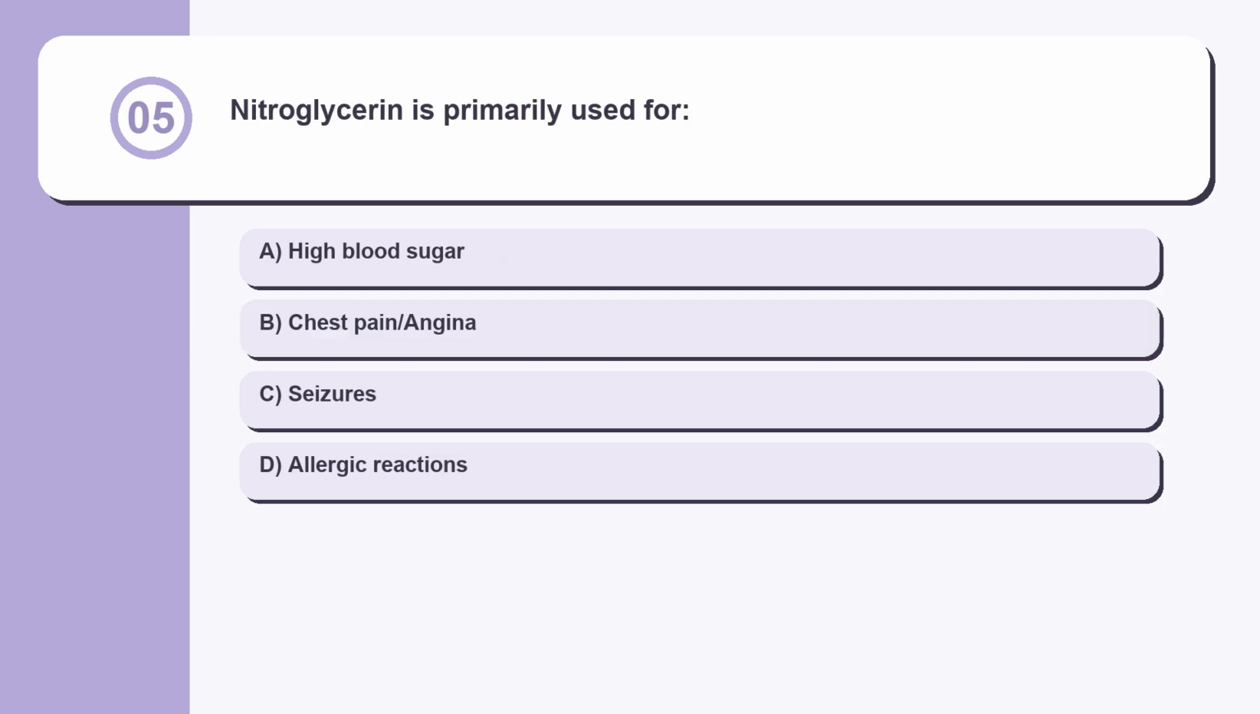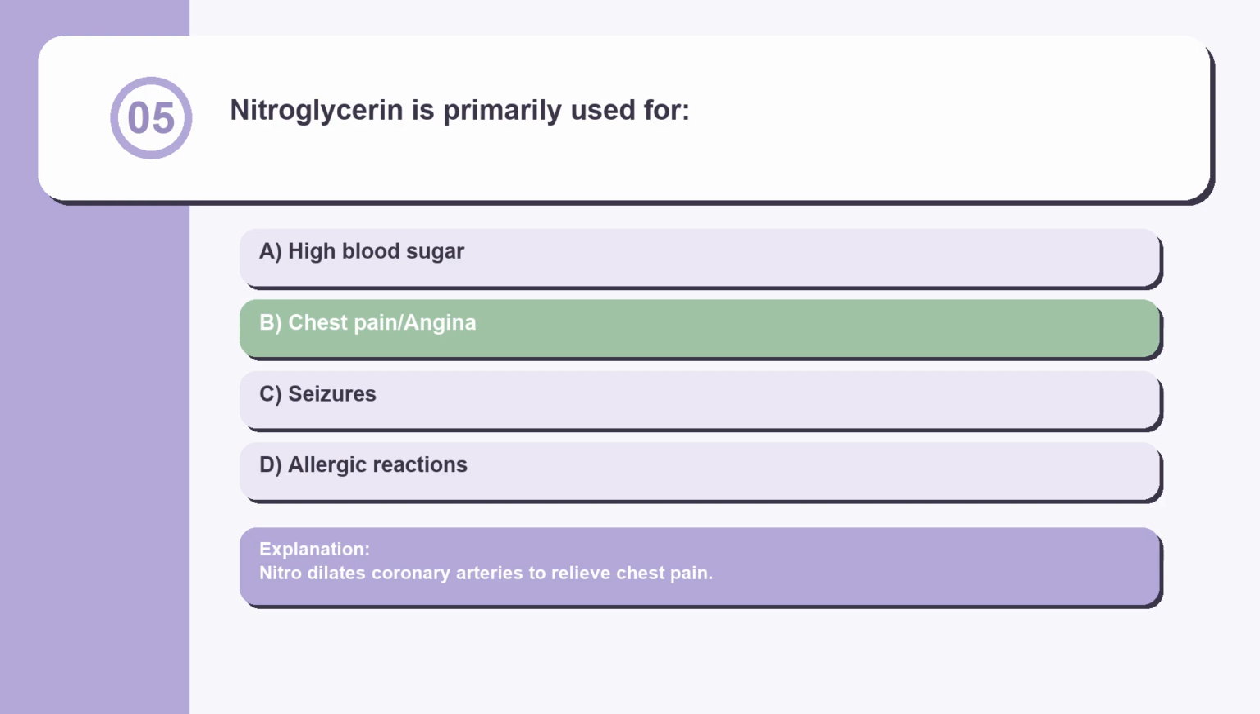Question 5. Nitroglycerin is primarily used for: high blood sugar, chest pain/angina, seizures, allergic reactions. Nitro dilates coronary arteries to relieve chest pain.